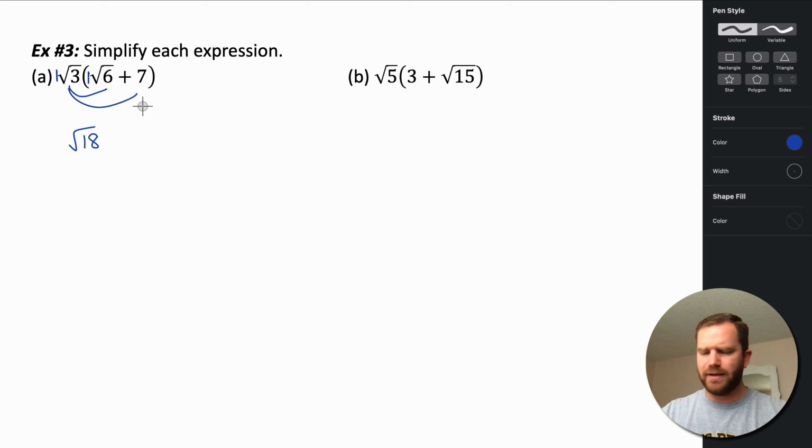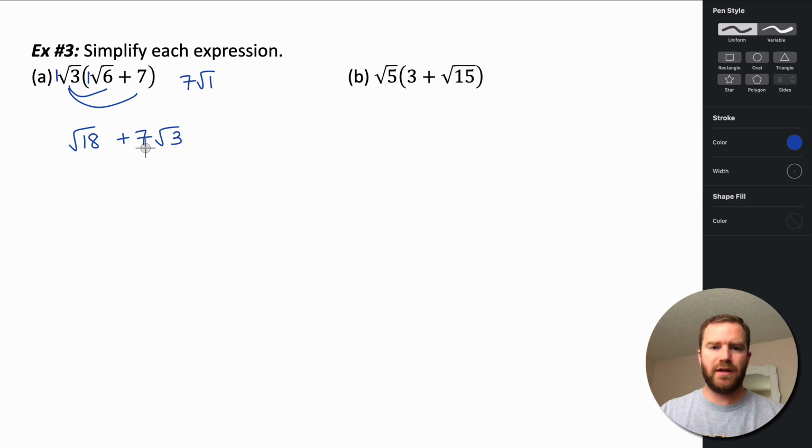And then we have the square root of 3 times the 7. Now, the 7 doesn't appear to have a radical, but we really could think of it as 7 times the square root of 1, because the square root of 1 is just 1. So if we were multiplying this with this, the 1 and the 7 would multiply to give us a 7. The 3 and the 1 would multiply to give us a 3. So we have this.